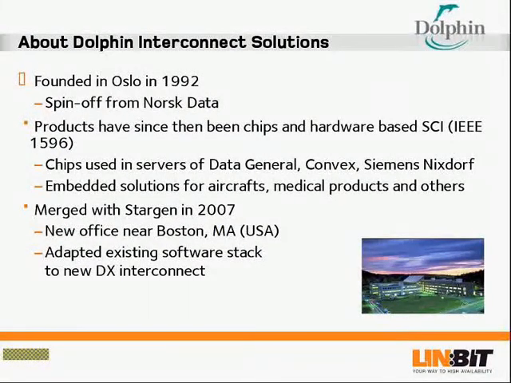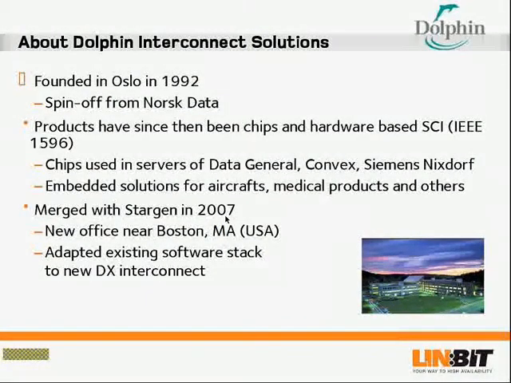demanding applications concerning the applicability and the performance to provide an interconnect, high-performance interconnect, which is not memory-based in this case. So last year we merged with Stargen, which is a company also in the interconnect business, located near Boston. So we now have a branch in Boston, USA. And with Stargen, we have acquired the new interconnect technology generation, which is what we're talking about today, named DX.